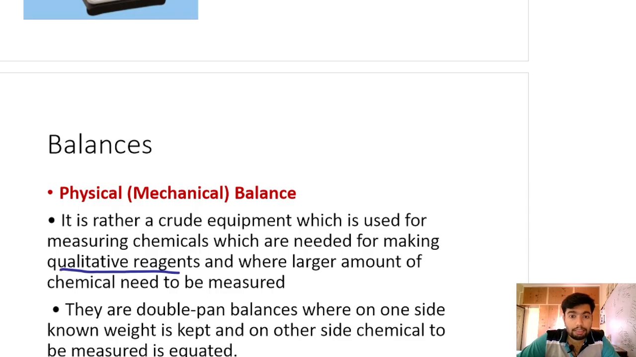And where a larger amount of the chemical is to be measured, the physical balance is very important. They have double pans, where on one side a known weight is kept and on the other side the chemical you want to measure has to be put. The weight which can be measured in this instrument varies from 1 milligram up to 1,000 gram, that is, up to 1 kg you can measure.